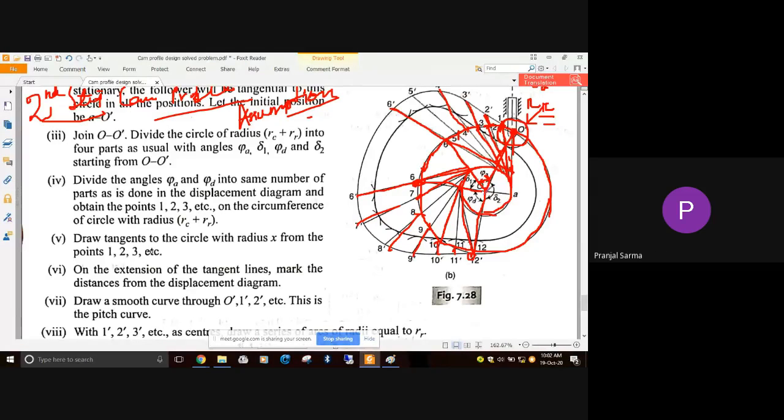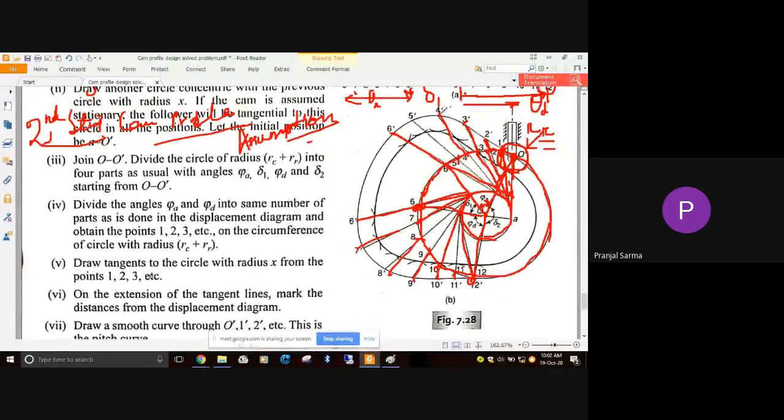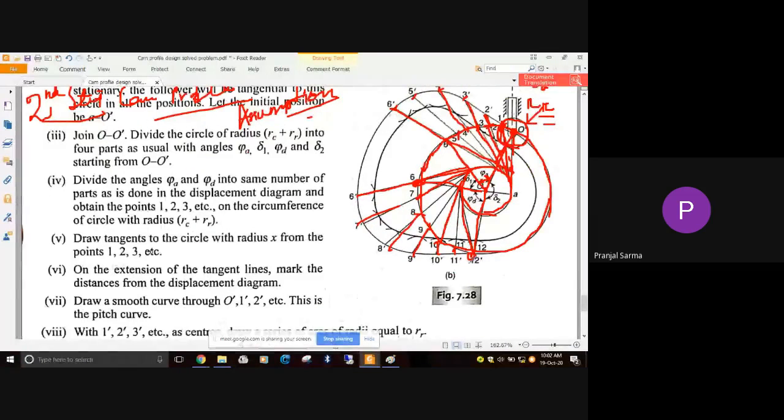No, sir. Okay. Next, at the very beginning we saw that this is the center of the roller, on this circle, and we have the roller. Now all these points, 1 dash, 2 dash, 3 dash, 4 dash, 5 dash, 6 dash, once again 6 dash, 7 dash, etc., are the center points of the follower that we have considered during rotation.